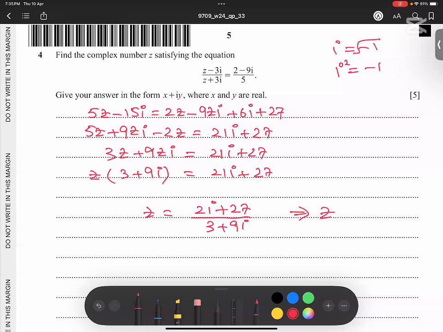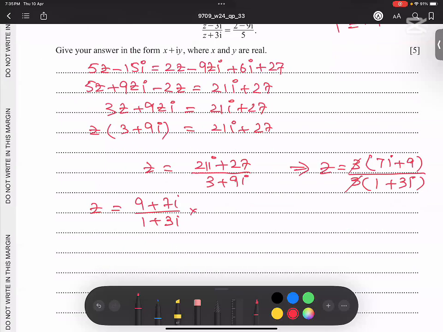I can simplify. Take 3 common from the bottom and 3 common from the top. So 3 sevens are 21, 3 nines are 27, and 3 ones are 3, 3 threes are 9. Let me check finally, and this 3 cancels out. Now I can rationalize 9 plus 7 iota over 1 plus 3 iota. So multiply with its conjugate. Conjugate is 1 minus 3 iota. Multiply up and down.